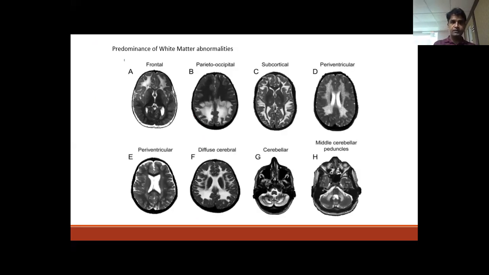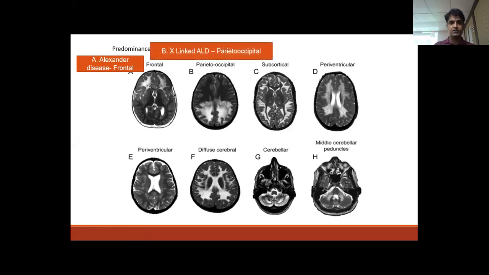Now, looking at this pattern recognition. On the first picture, picture A is predominantly frontal involvement, and as we mentioned earlier, it is Alexander disease. The next one, picture B, is predominantly parieto-occipital. So that is X-linked ALD, Krabbe's.